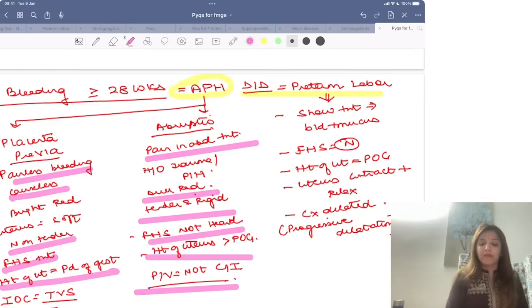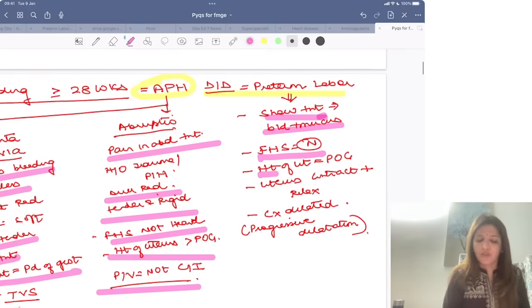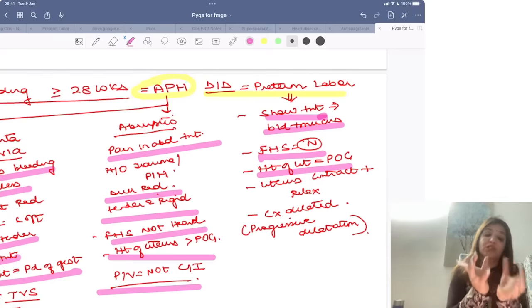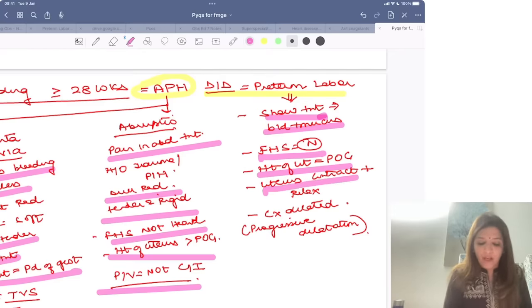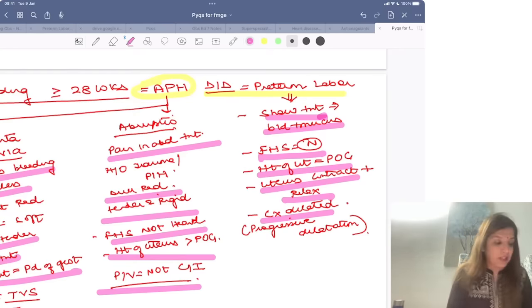Now, how will you distinguish an antepartum hemorrhage case from preterm labor? In preterm labor, you may get bleeding, but that is actually a show. It is blood mixed mucus discharge. And when the patient is in preterm labor, fetal heart sounds will be normal. Height of the uterus will be equal to the period of gestation. The uterus will contract and relax. It will never be tensed and rigid. And when you do per vaginal examination, you will see that the cervix is progressively dilating. So the cervix is dilating slowly, which means you are dealing with preterm labor.